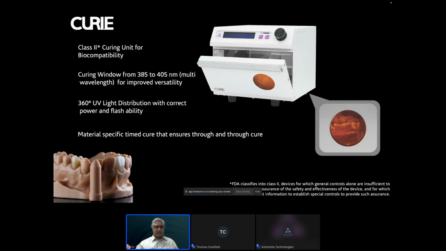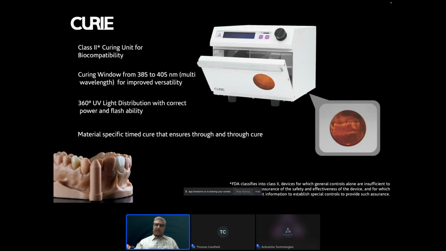Now, these are biomaterials that the FDA classifies as needing special controls, which means, I mean, it's one thing to just print, it's another thing to just wash the model. But if you don't cure in a really good and appropriate curing unit, then you haven't really produced a device that complies with requirements. The CURIE is an unusual curing unit, and we'll talk about it in a moment.